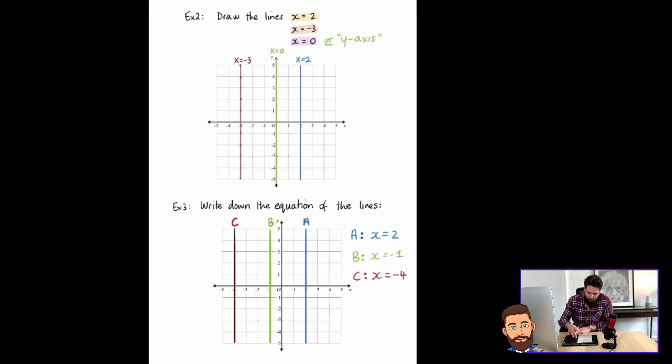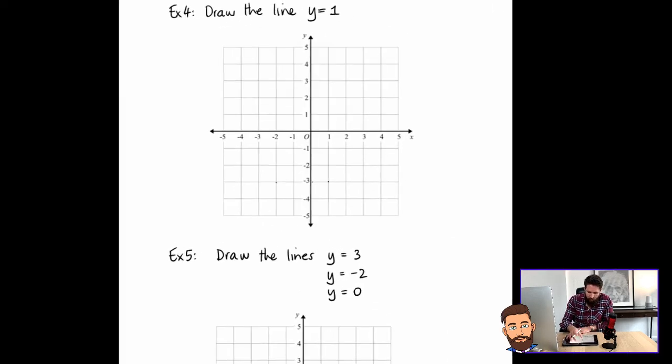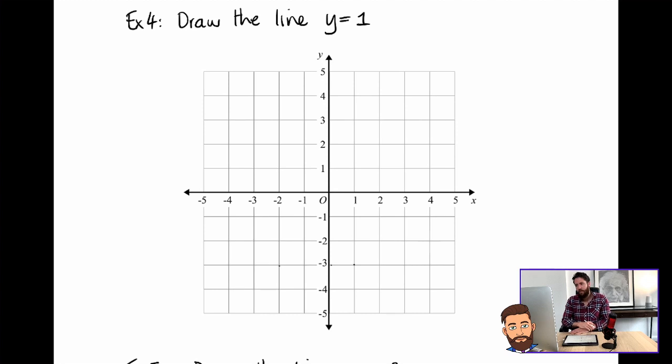Moving on to example 4. Now I've asked you to draw the line y equals 1. So we're off of the x equations now, and we're moving on to look at the y equation. So y equals 1. And hopefully you might be seeing a pattern here and thinking, well, if x equals 1 is a line that goes through the x-axis at 1, y equals 1 must be a line that goes through the y-axis at 1. And if you're thinking that, you'd be right.